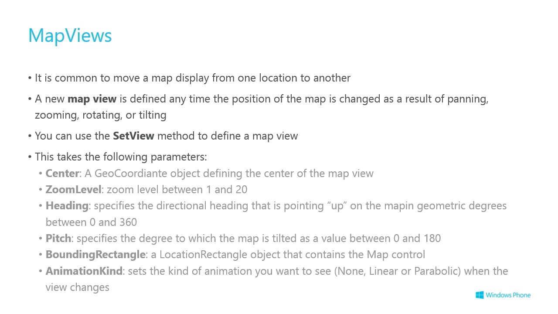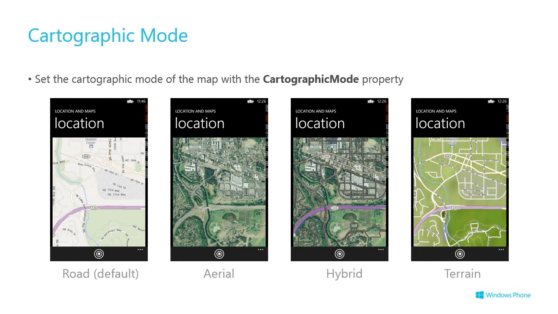When you're changing views, there's a nice feature called a map view, which is defined anytime the position of the map is changed as a result of panning, zooming, rotating, or tilting. And you can use the SetView method to define a new map view, and it has a load of parameters. You can see them there. The important one I want to call out, though, is the animation kind at the bottom. This map control has a lot of nice, rich presentation capabilities. So you've got 4 different cartographic modes you can select from. The default one is the road one.